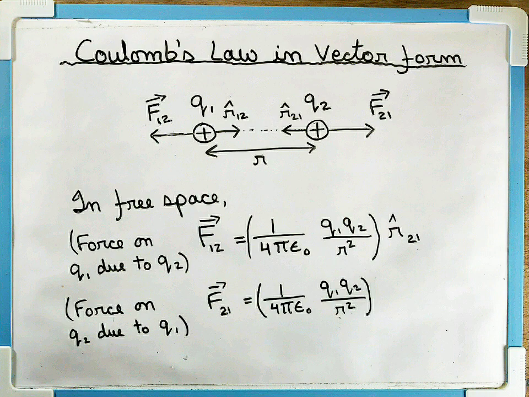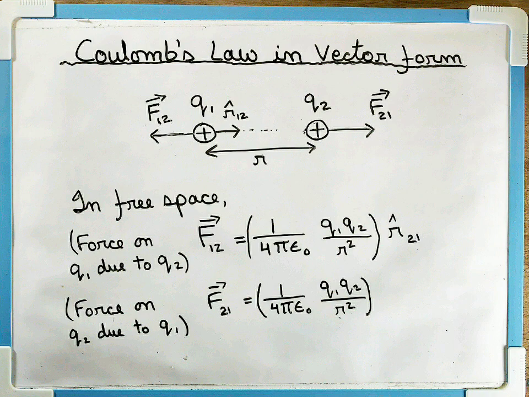So this is the force in vector form. Here also I'll write, suppose I'll take this F12, the force vector on charge Q1 due to charge Q2. Now the magnitude is this: 1 by 4 pi epsilon naught Q1 Q2 divided by R square.